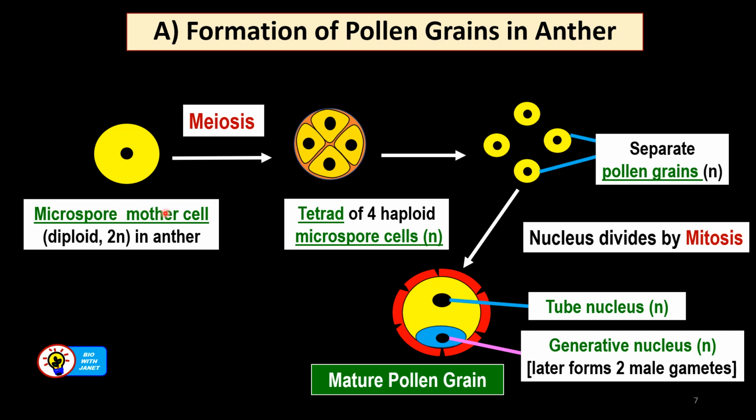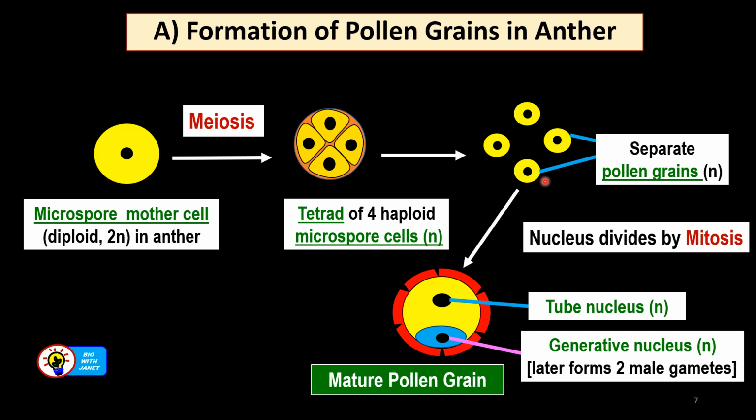Now, microspore mother cells, which are diploid, undergo meiosis. Each microspore mother cell divides into 4 cells, 4 haploid microspore cells. So at first they stick together, so they're called a tetrad, okay, of 4 haploid microspore cells. But later on they will separate from each other. So they form the pollen grains, which are haploid, all right?